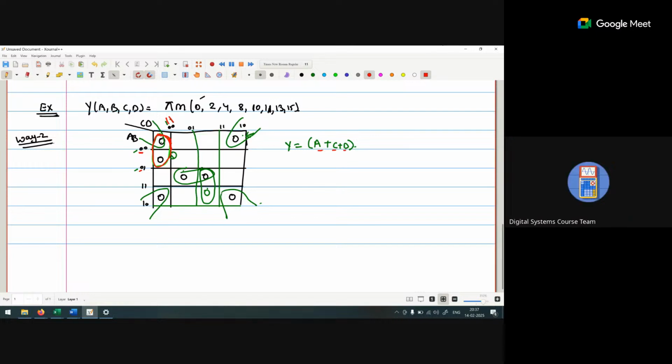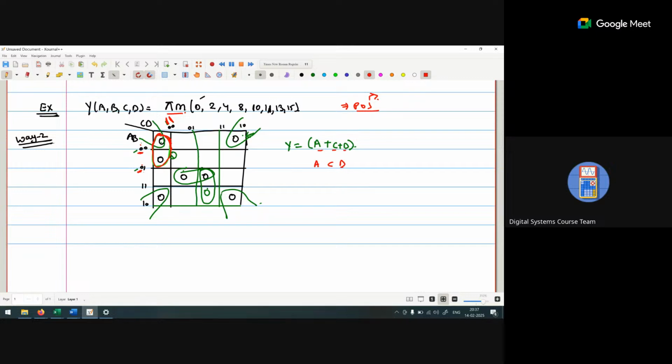Yeah. Basically this is the max term, so max term is the POS form. So sum of variables. Like we are creating a group, first of all we have to check which variable is constant. The variable A is constant for this group. The variable C is constant and variable D is constant. Okay, three variables are constant. So that means A, C, and D, three variables are available here.